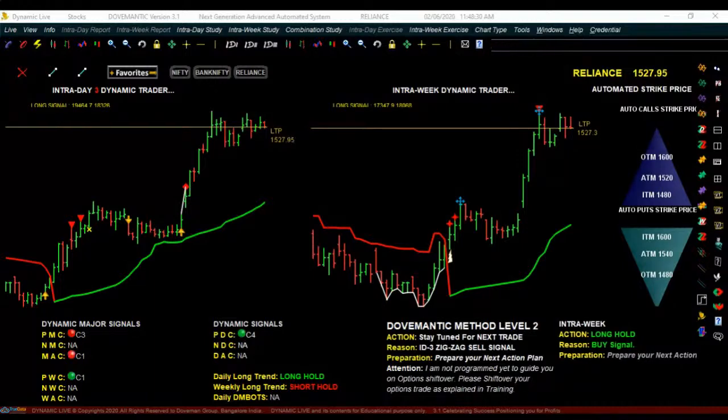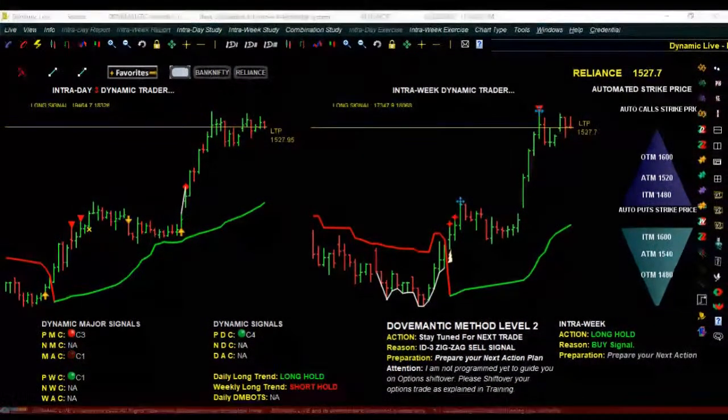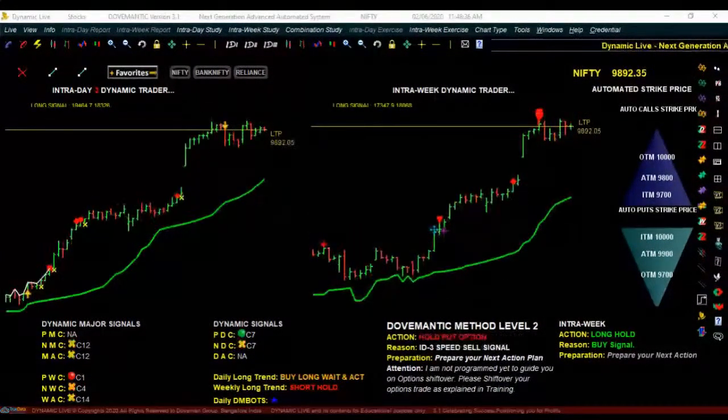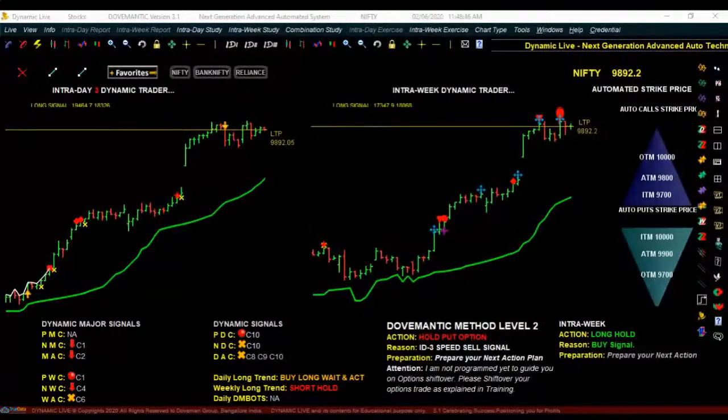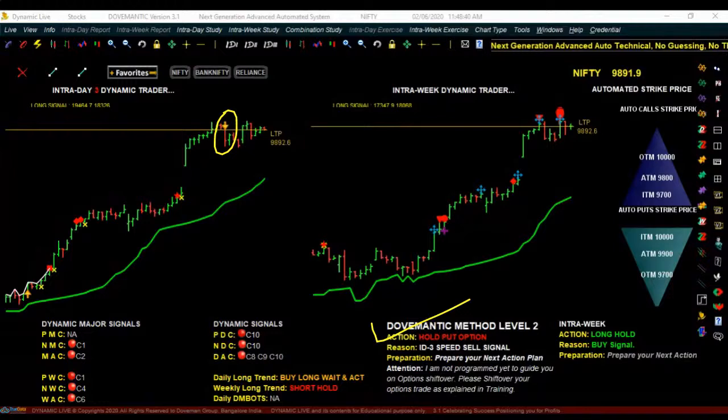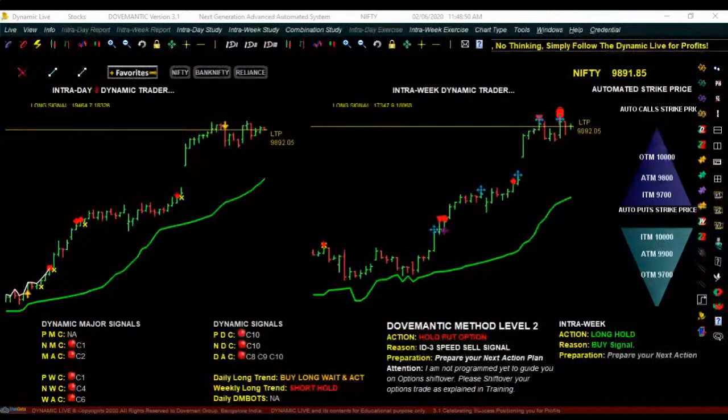So let us see what's happening in Nifty. So in Nifty, you can see here it says hold put option. So yesterday at this point in time, it said buy put option now. After that, it is still telling us to hold put option. The price is hovering around the same ranges, but then just hold on to it. Wait until it is written here exit put option now. That is when you can go ahead and exit your trade. Now this is about Nifty. Now let us check some of the script.